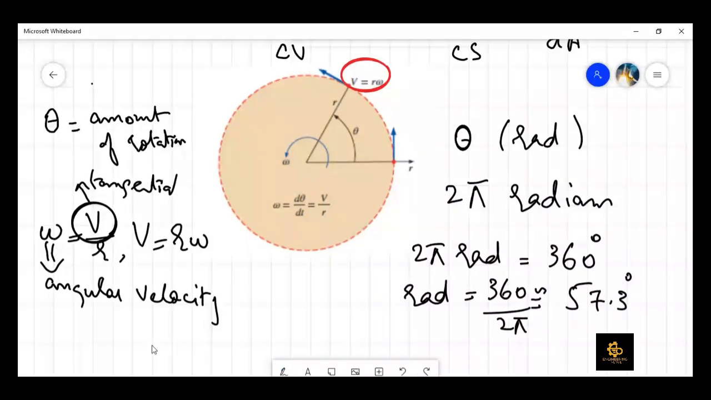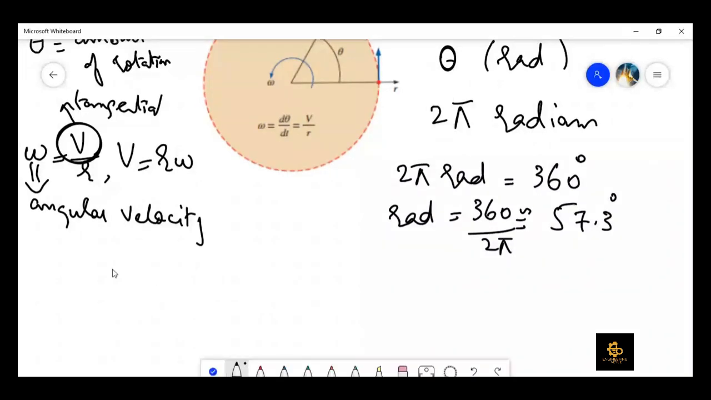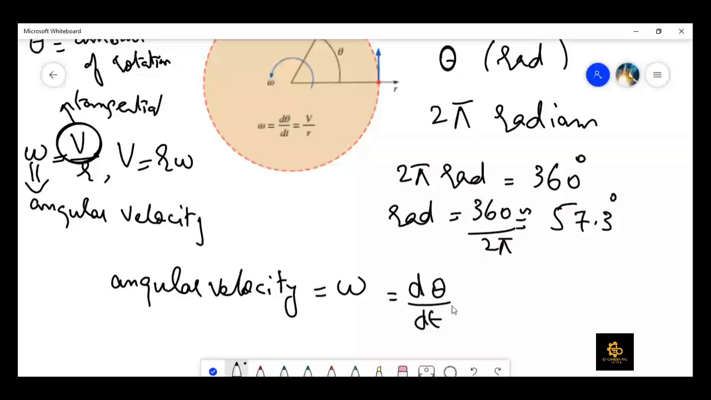So it was that, and now we talk about the angular velocity. So we know that angular velocity is given by omega, and that is the rate of change of that angle theta, which is the angular distance covered per unit time. So if we want to know d theta upon dt, first of all, we need to know how much angular distance it has covered.